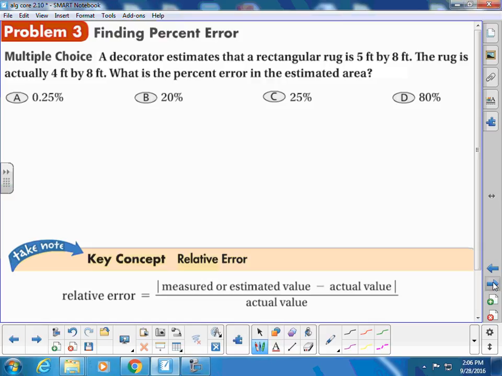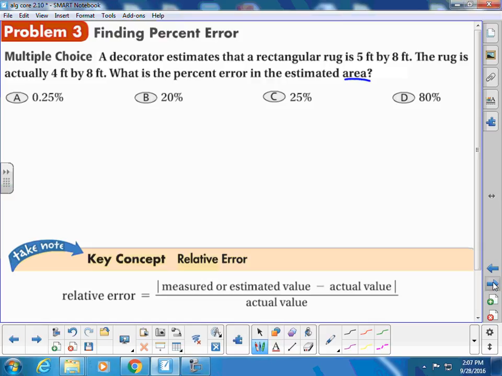Looking for percent error. If you look down below, it says key concept, relative error. Relative error is the absolute value, so it's going to be a positive number, of the measured or estimated value minus the actual value, and then divided by the actual. So let's look at this. A decorator estimates that a rectangular rug is 5 feet by 8 feet. The rug is actually 4 by 8. What percent error is in the estimated area?